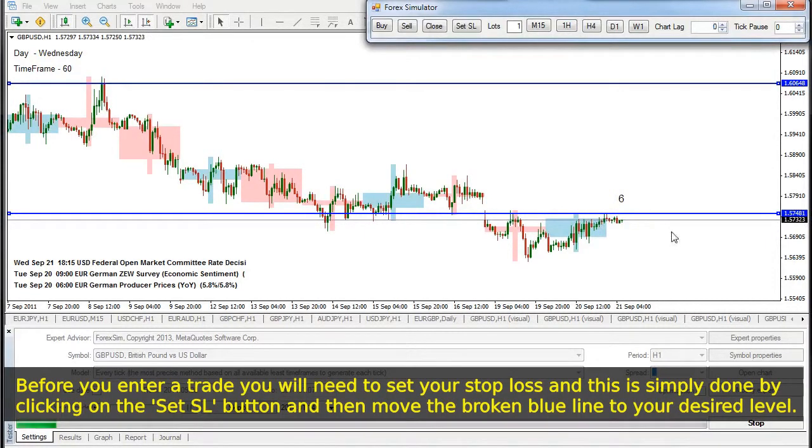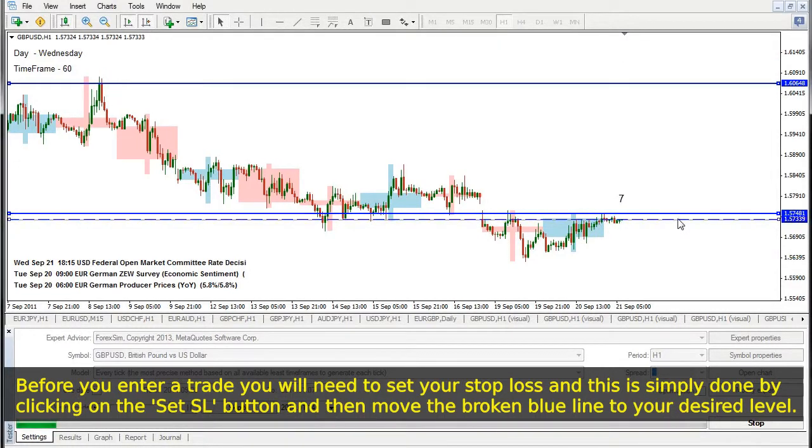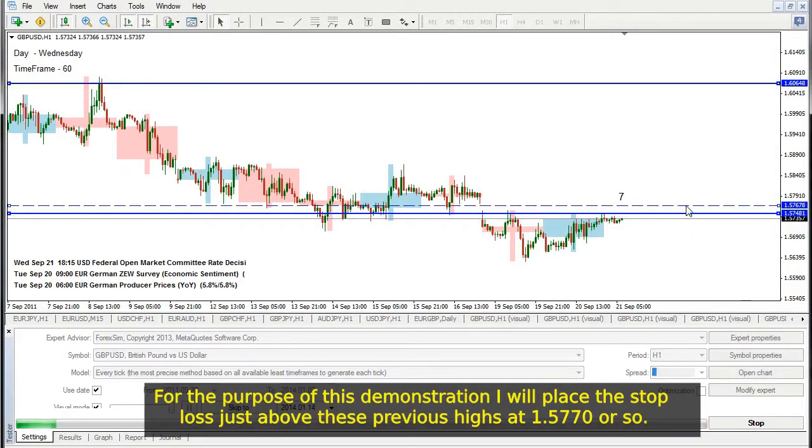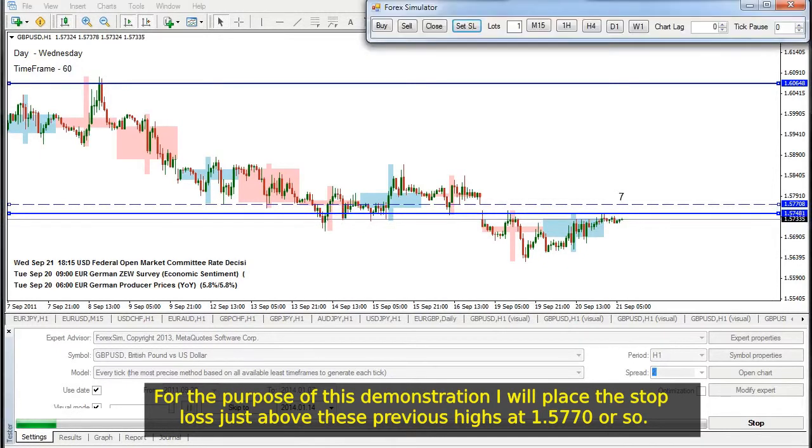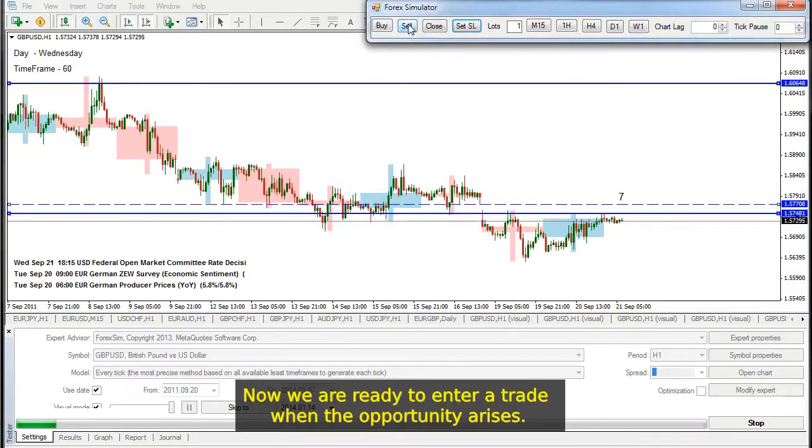Before you enter a trade, you will need to set your stop loss, and this is simply done by clicking on the Set SL button and then moving the broken blue line to your desired level. For the purpose of this demonstration, I will place the stop loss just above the previous highs at 15770 or so. Now we are ready to enter a trade when the opportunity arises.